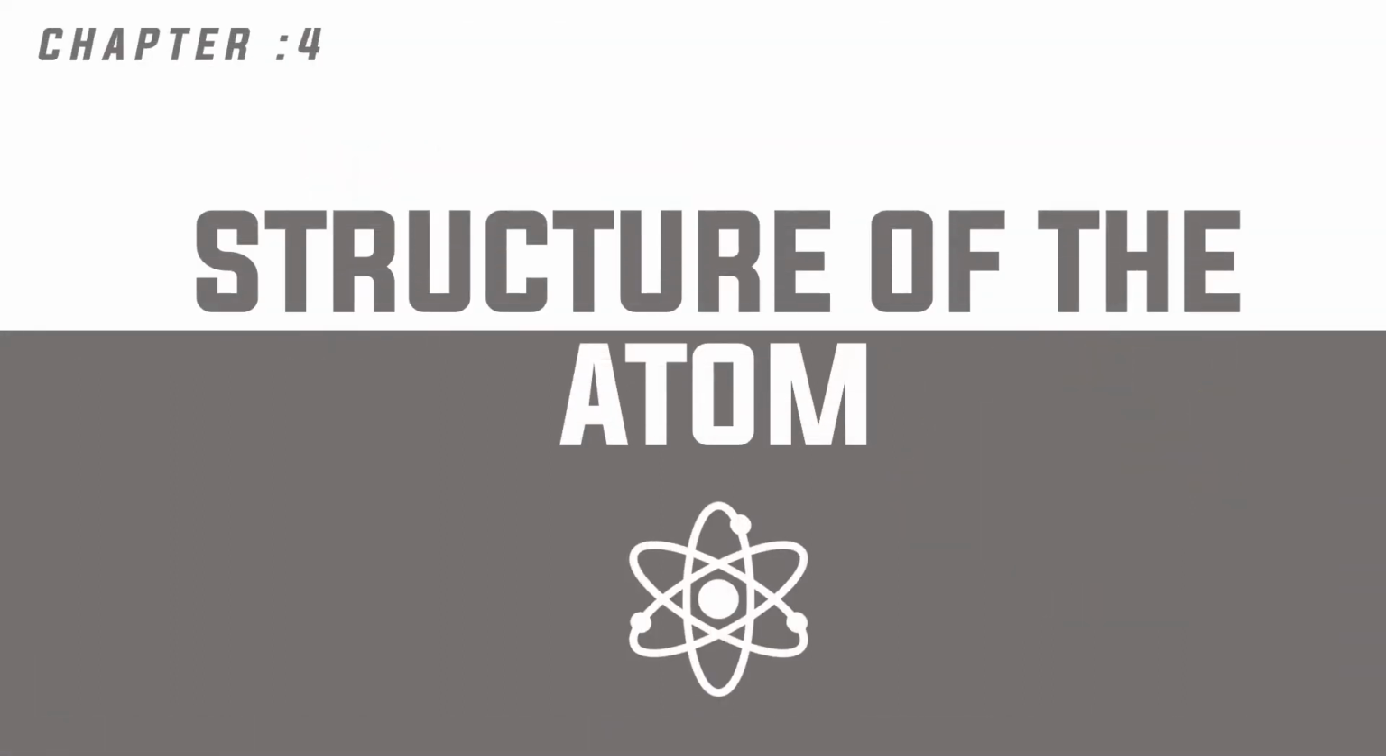Chapter 4, structure of the atom. In this chapter we studied Thomson's model of an atom and Rutherford's model of an atom, and we studied the drawbacks of these two models. And today we are going to learn the next model, that is Bohr's model of an atom. And we will learn neutrons and the electron distribution in various orbits. Let us see.